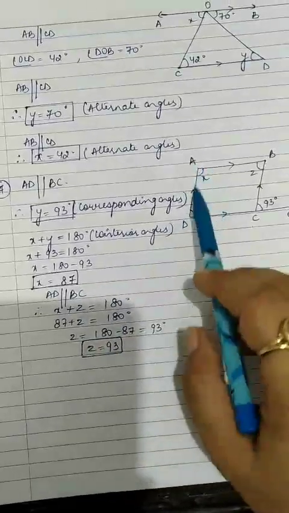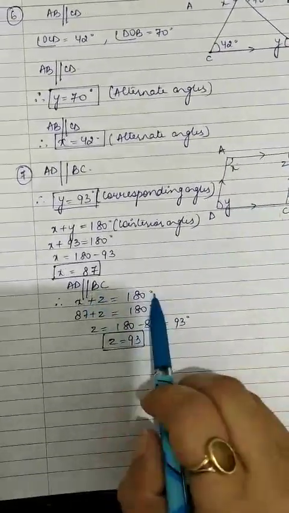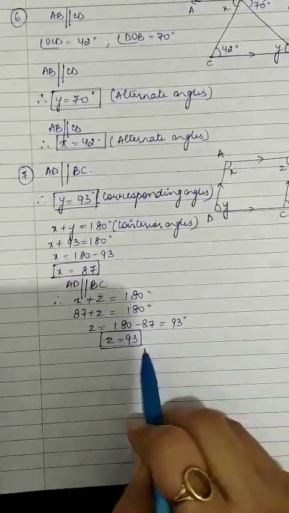Now AD is parallel to BC. Therefore X plus Z is equal to 180. X is 87 and from here you can calculate the value of Z, which is 93.